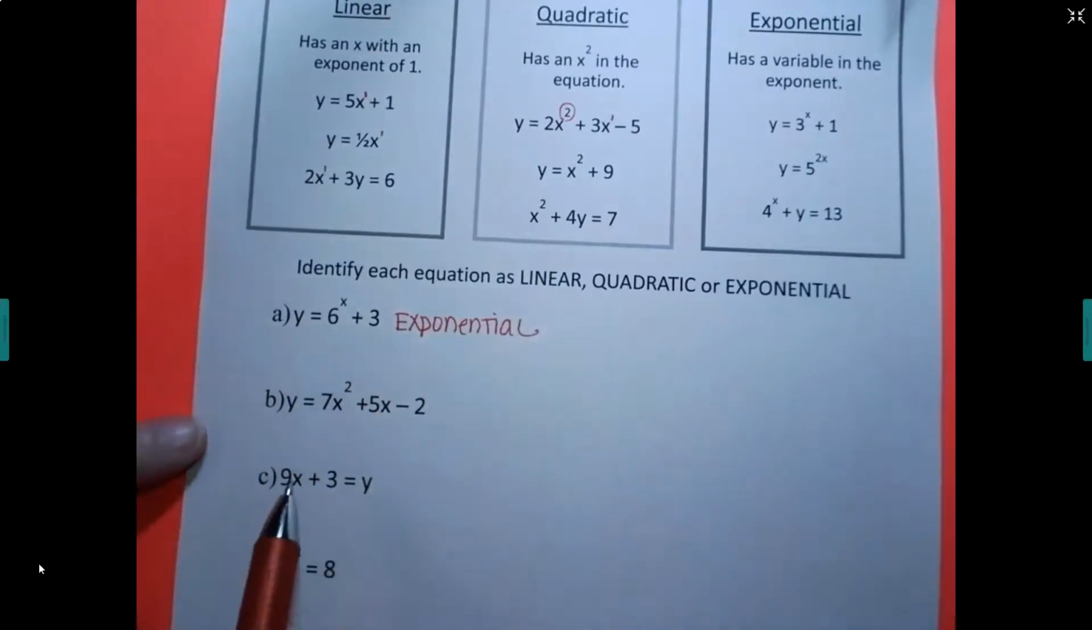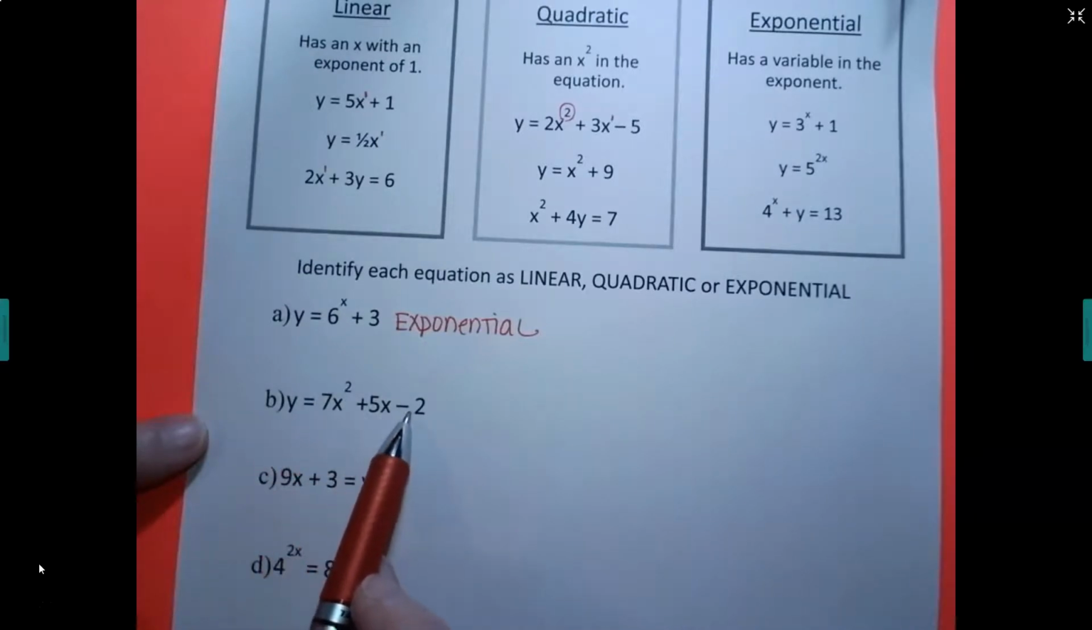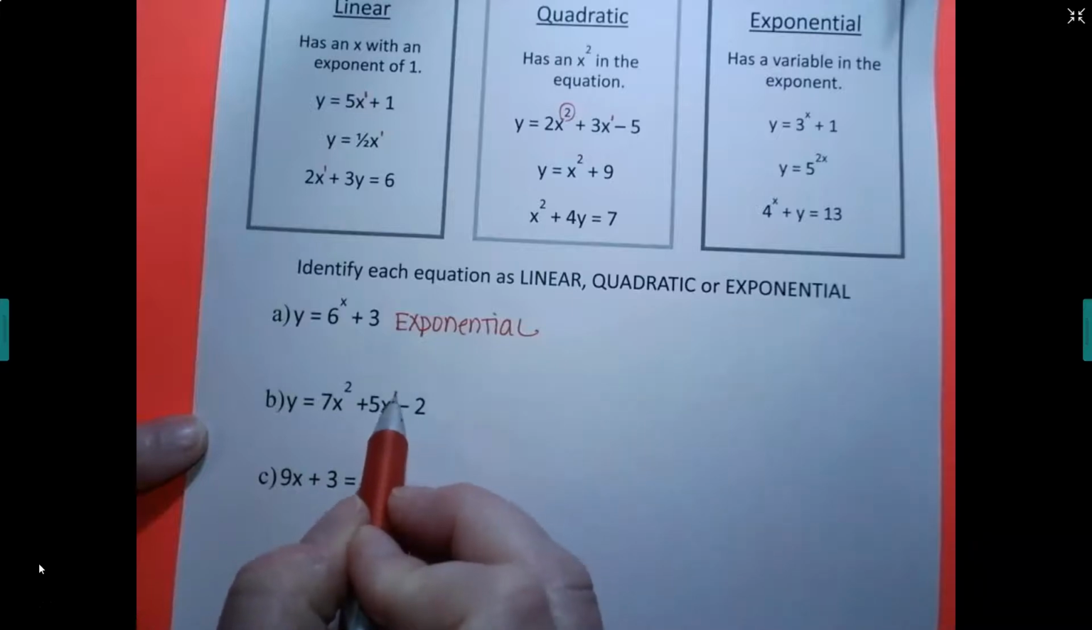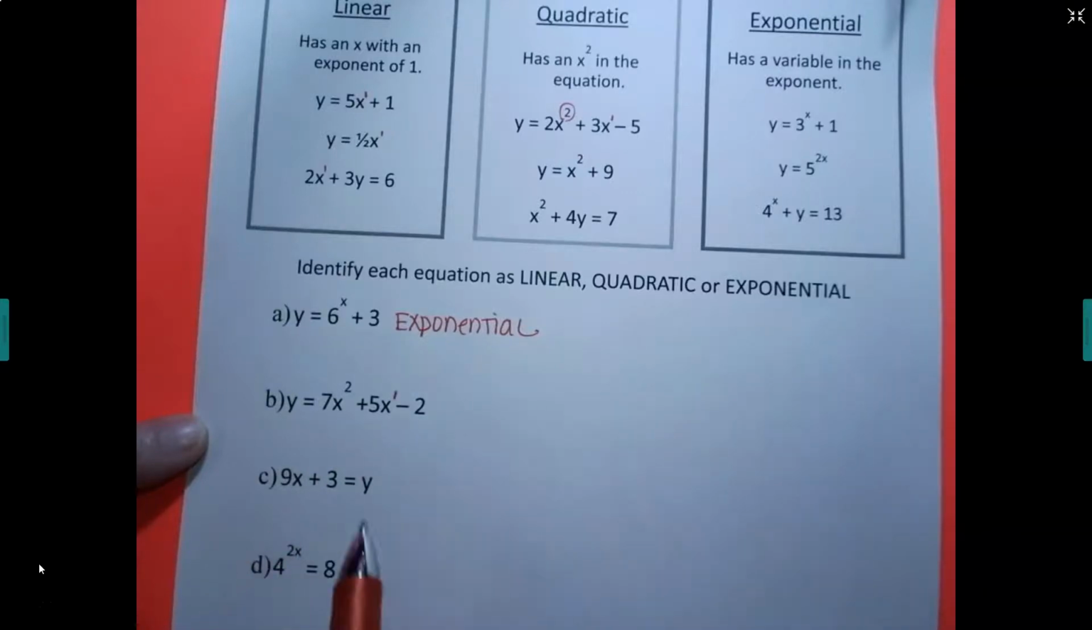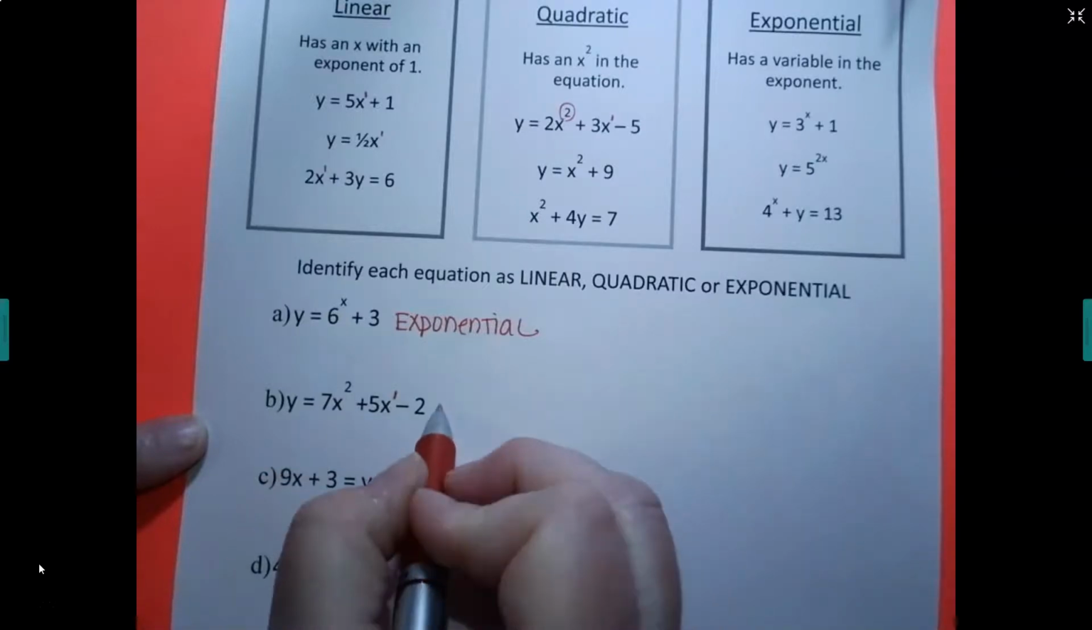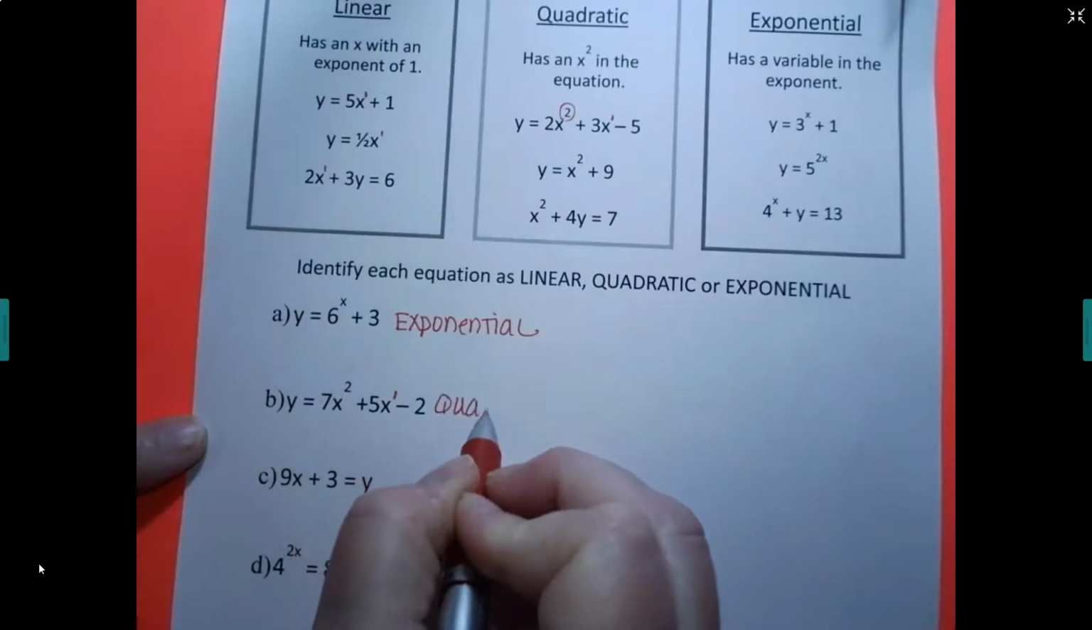All right. So let's take a look at the second one. Y equals 7x squared plus 5x minus 2. So we have an x to the first. That might make you think linear, but actually the biggest one is x squared. So that's going to make it quadratic.